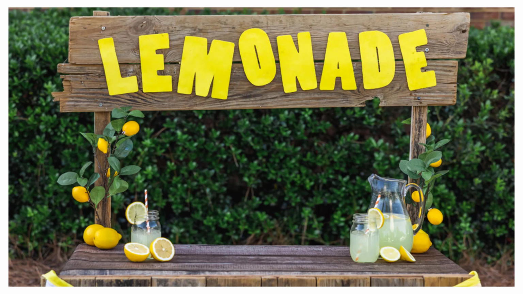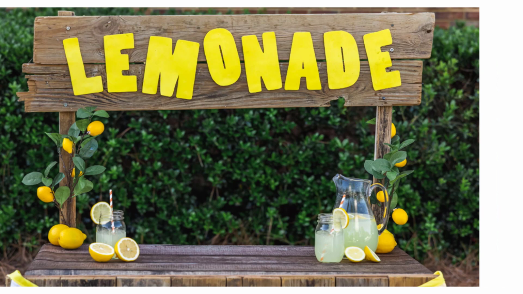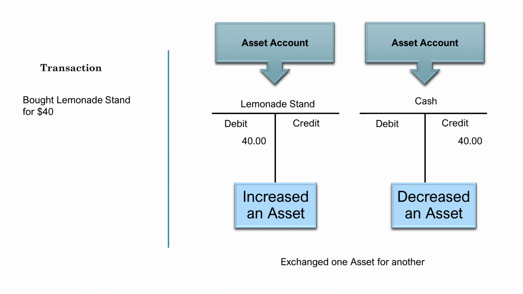Johnny now has enough cash to buy the lemonade stand from his friend. The lemonade stand is an asset. It is something of value to the business. You have learned that when there is an increase to an asset, it is debited. We debit lemonade stand for $40.